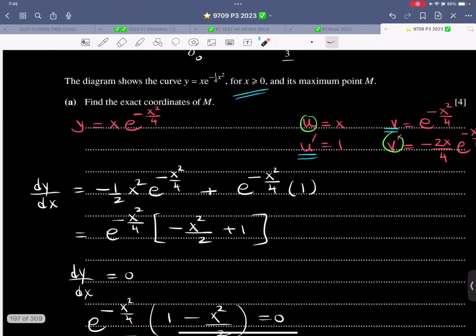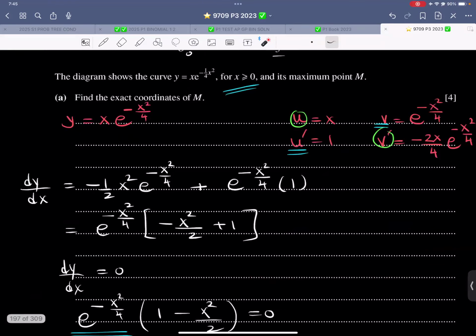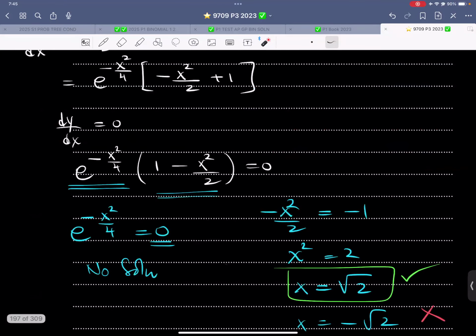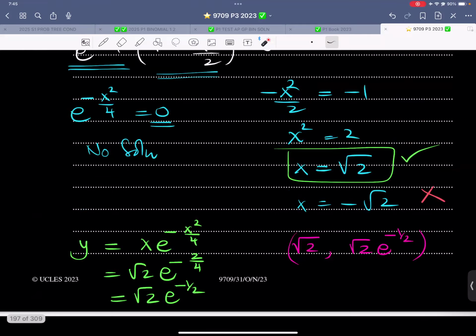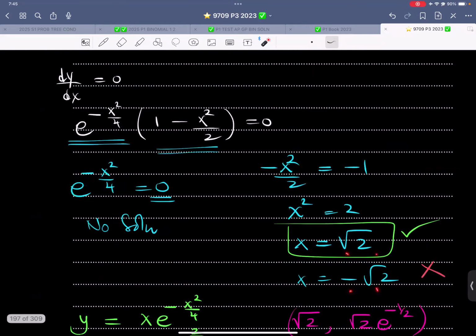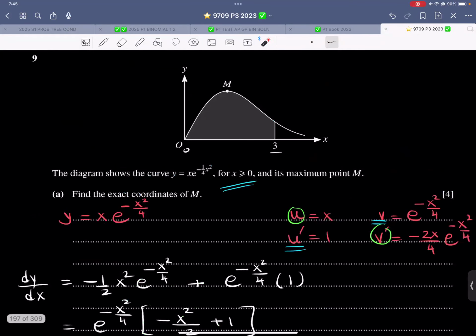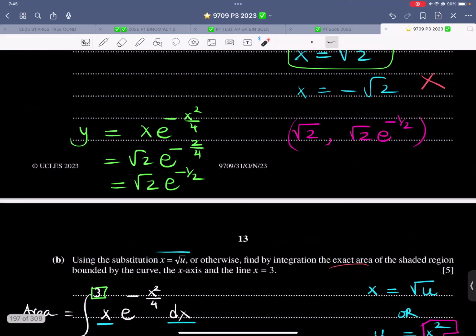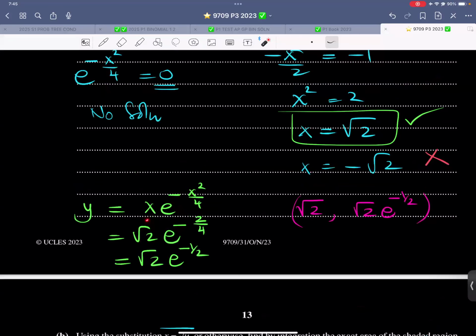dy by dx is this thing, take common, make it equal to 0. e raised to any power can never be 0, no solution. And from here, x is coming out to be positive root 2, negative root 2. Why is the positive one correct? Because you can see that x is positive. When x is positive, plug in the value over here. You get the y value. You need the coordinates. That means both x and y coordinates.